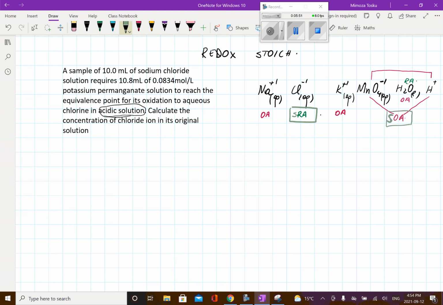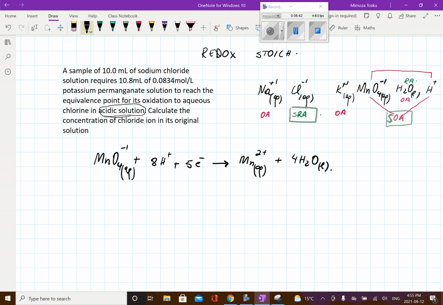Okay, so now we start with writing half reactions. For MnO4 -1, using the reactions that are in our table, plus 8 H+ plus 5 electrons gives Mn2+ in aqueous solution plus 4 H2O in liquid.